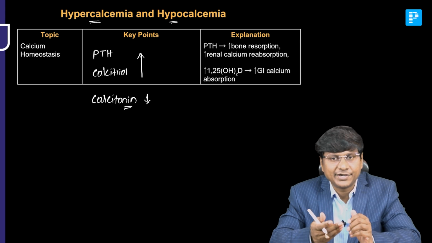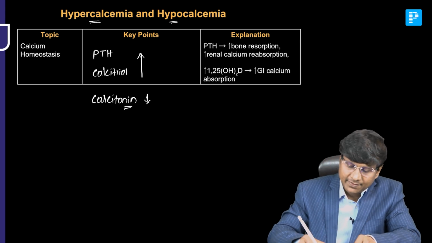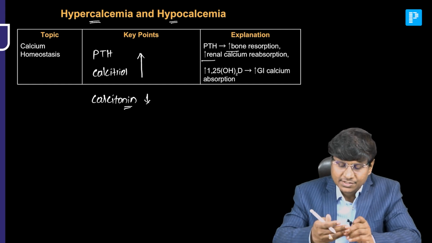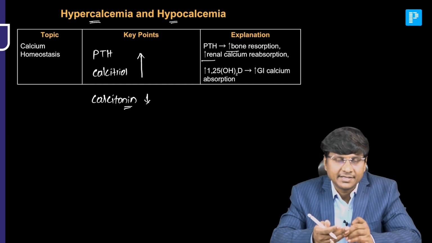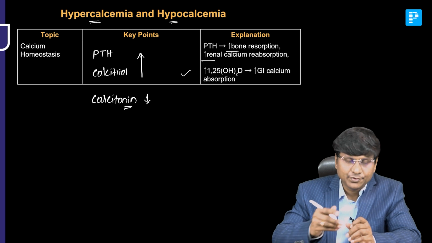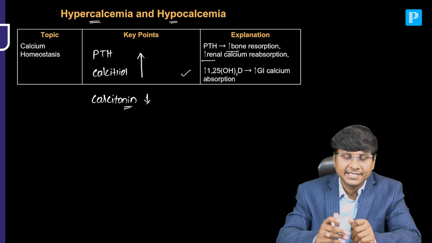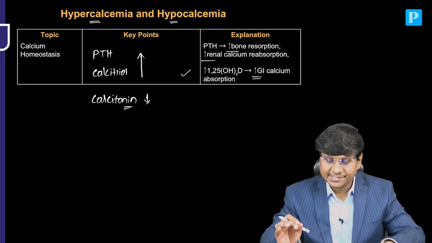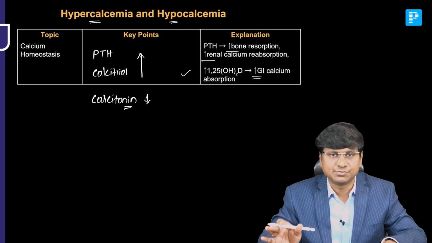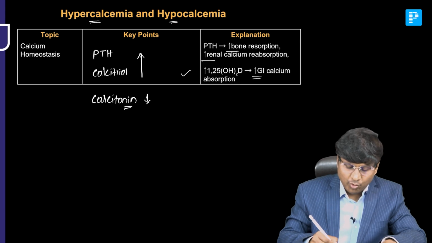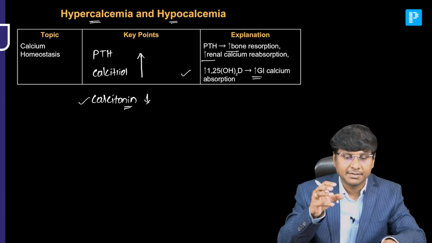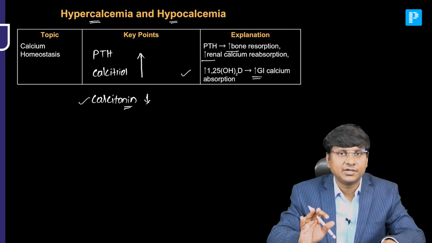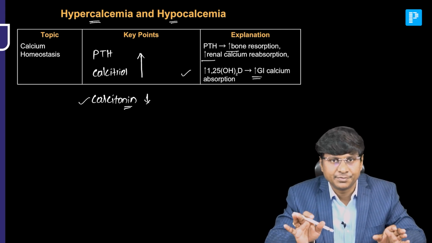So if you take the parathyroid hormone, how will it increase the calcium? It will increase bone resorption, thereby increasing the calcium, and it will increase calcium reabsorption from the kidney, and thereby it increases the calcium. Then if you take vitamin D, it increases the calcium by increasing the absorption from the gastrointestinal tract. So these are the hormones. And what about calcitonin? It will reduce the calcium by sending the calcium from the plasma into the bone. So these are the three important hormones which play an important role in calcium homeostasis.